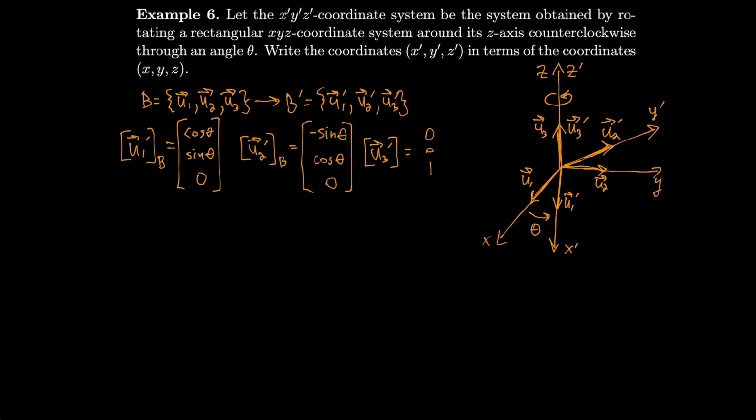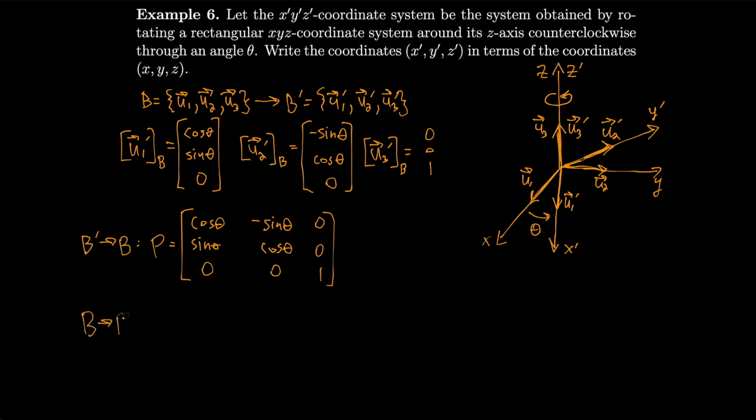Okay, so now with these three vectors rewritten, I can come up with the transition matrix from B' to B. So that would be P equals [cos θ, -sin θ, 0; sin θ, cos θ, 0; 0, 0, 1], with the vectors as columns. And I can just take P inverse in order to get from B to B', which is what I want.